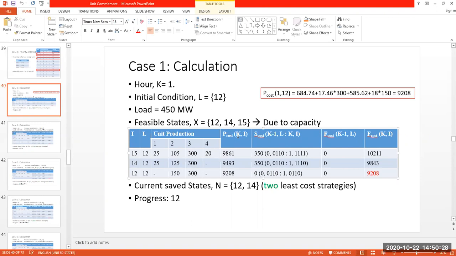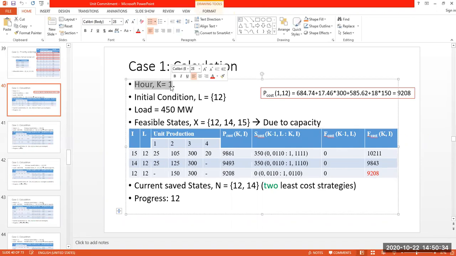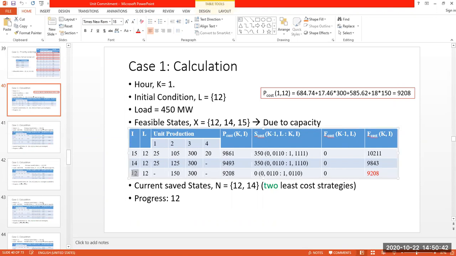We're looking for P cost at interval number 1. Remember, we are at hour number 1, so our K is equal to 1. So P cost, this would be 1 comma I. What is I? I is here 12. We are looking at this combination, this state transition from 12 to 12. So what I'm looking for is this calculation, P cost 1 comma 12.